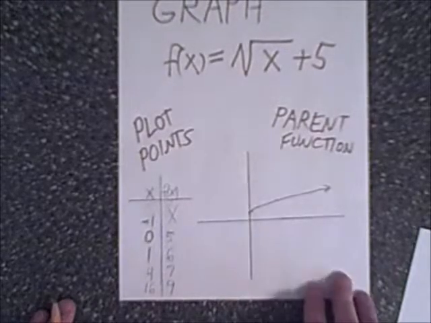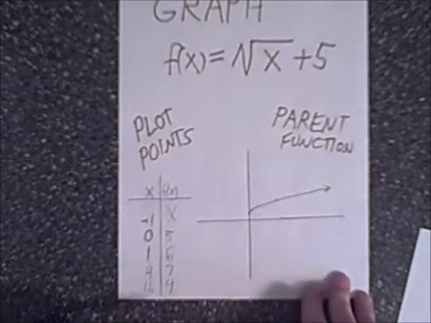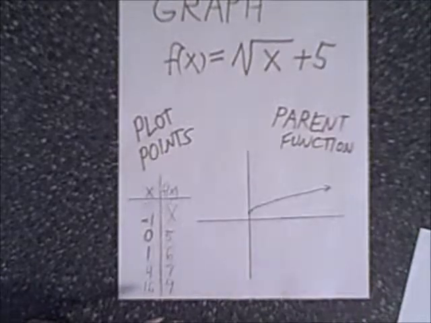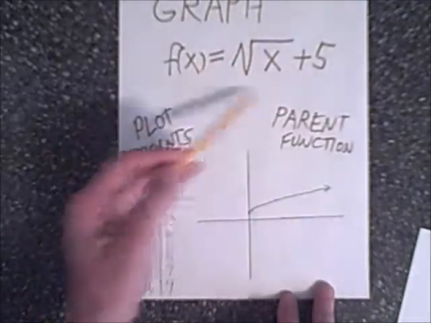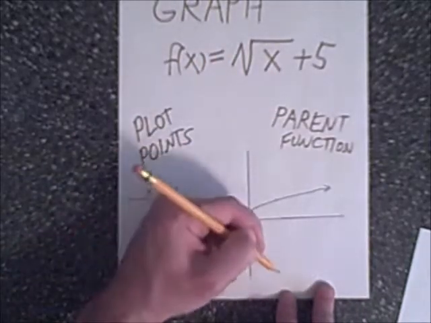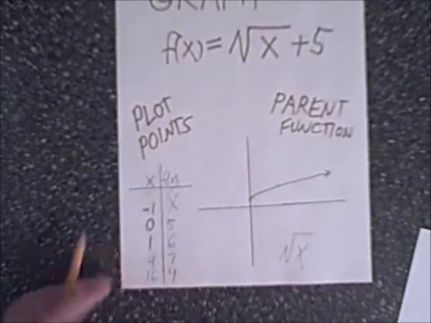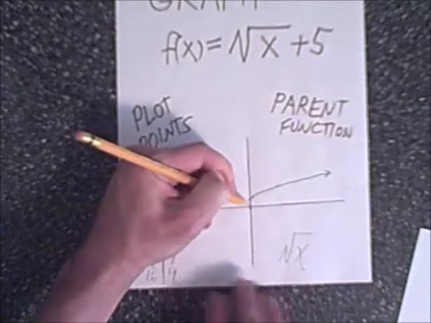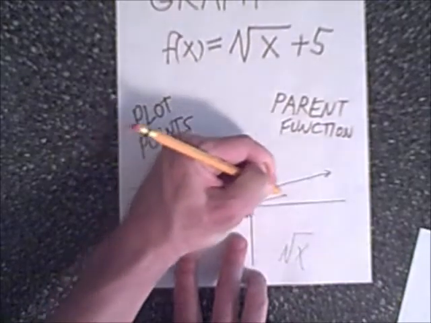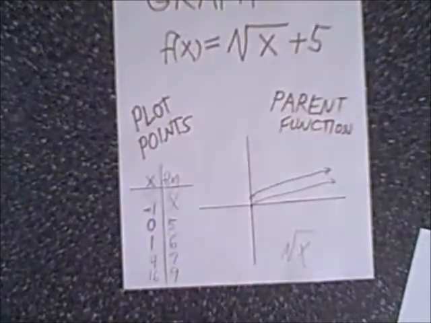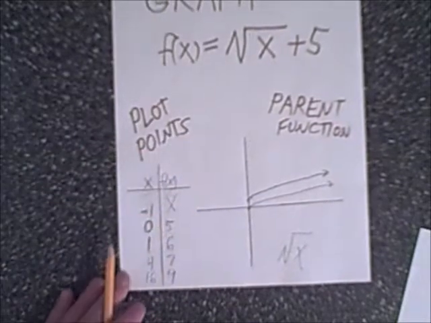Another way is what I call using the parent function. And if you recall, the parent function in this case would be the square root of x. Okay, and if you graph the square root of x, you may be familiar. It starts at 0, 0, and it, of course, moves in the same direction. And that's what the square root function looks like.